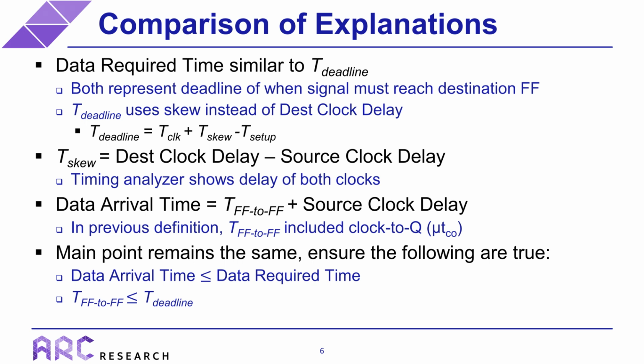We want to ensure that both of the following conditions are true for all paths between all flip-flops. We can either think of it as keeping the data arrival time less than or equal to the data required time, if we are using the Intel terminology, or if we're using my previous terminology, we want to keep the time between flip-flops less than or equal to the deadline.